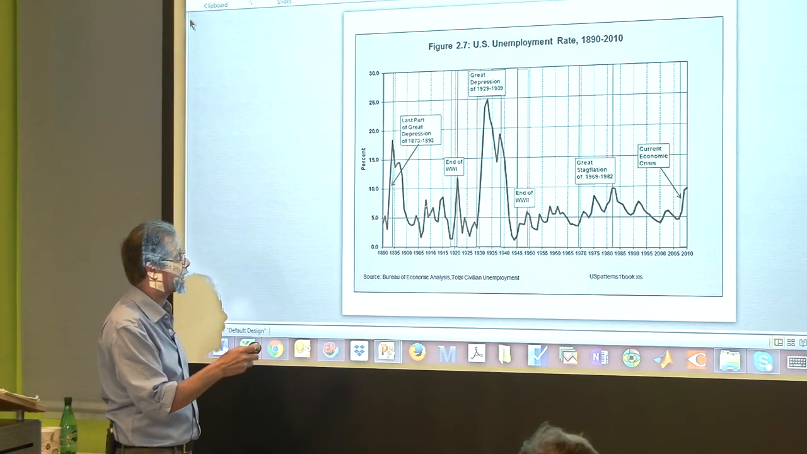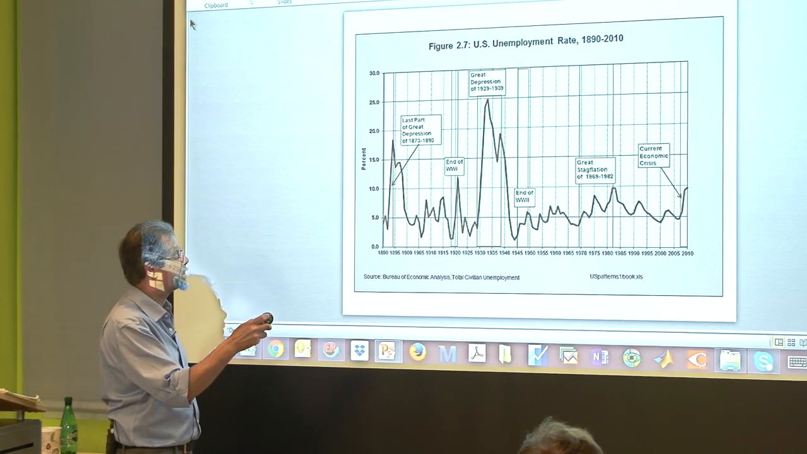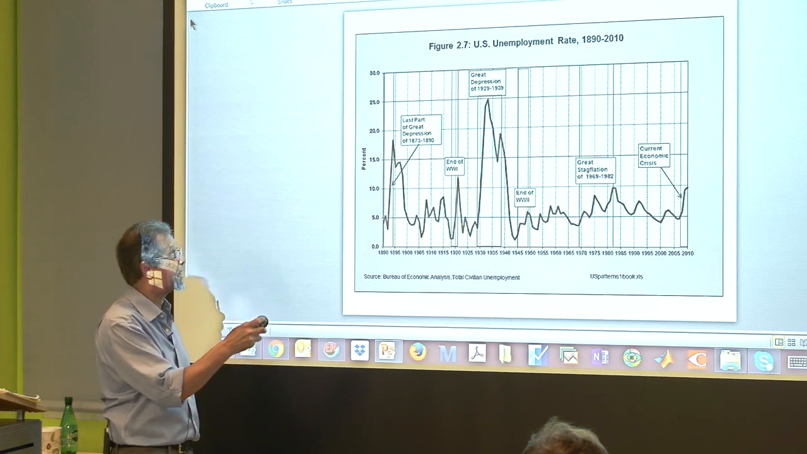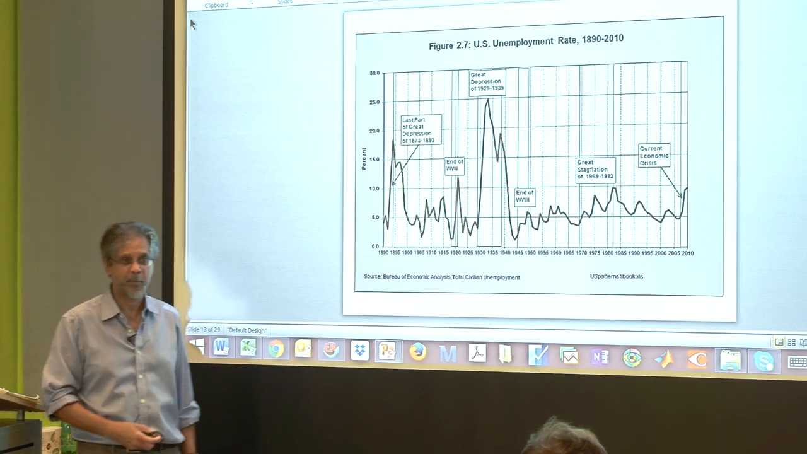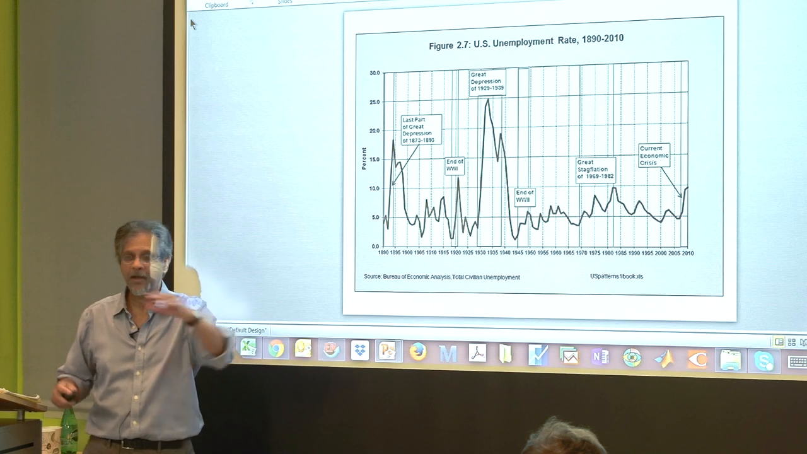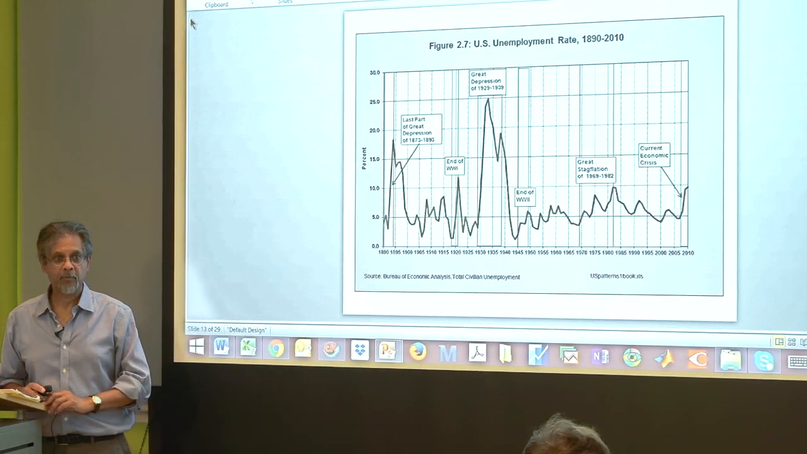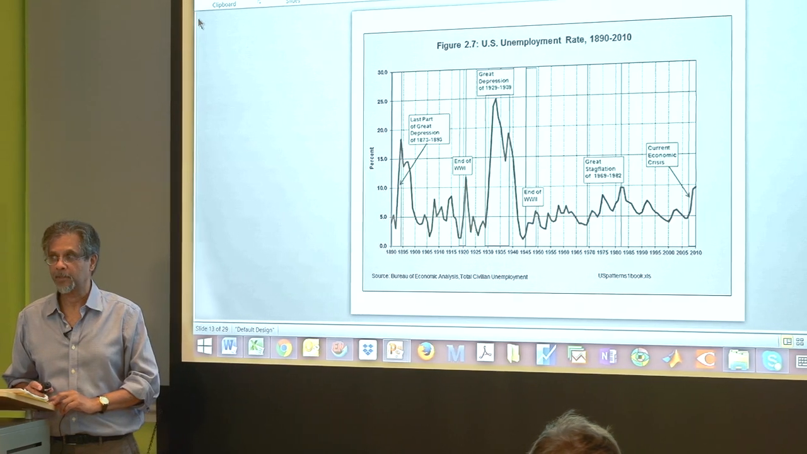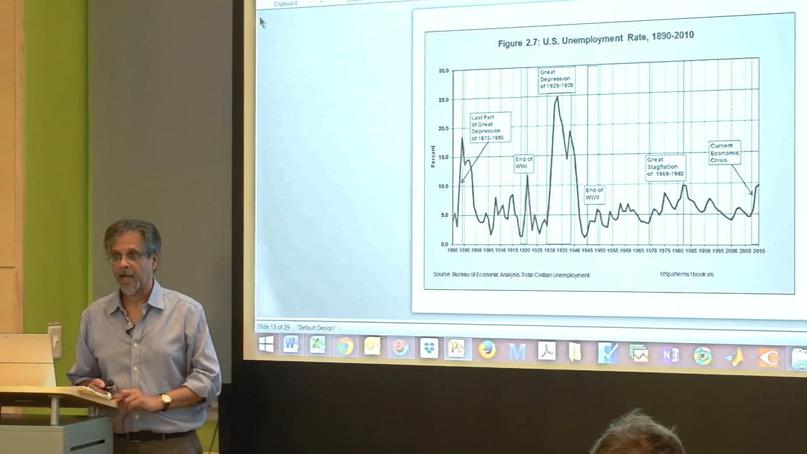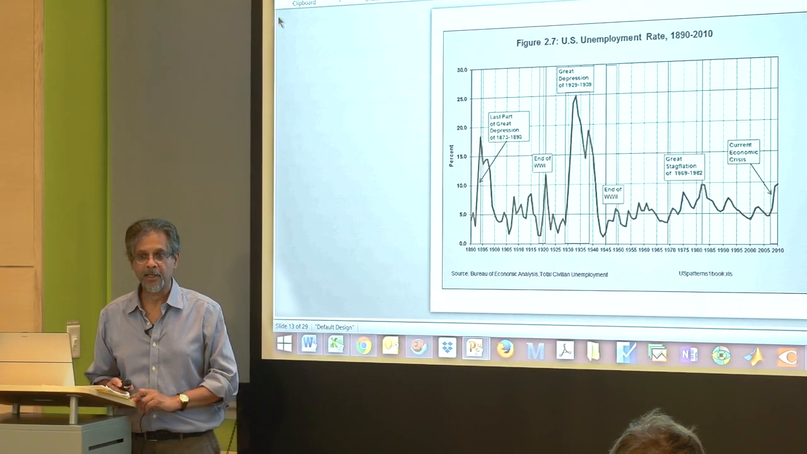It's about 18%. Then comes a big rise in the Great Depression of 1929. Unemployment rises to 25%. What's the definition of employment? Who's counted as employed? What's the official definition of employment in the BLS? How much do you have to work to be counted as employed? On the BLS website, you can look it up.